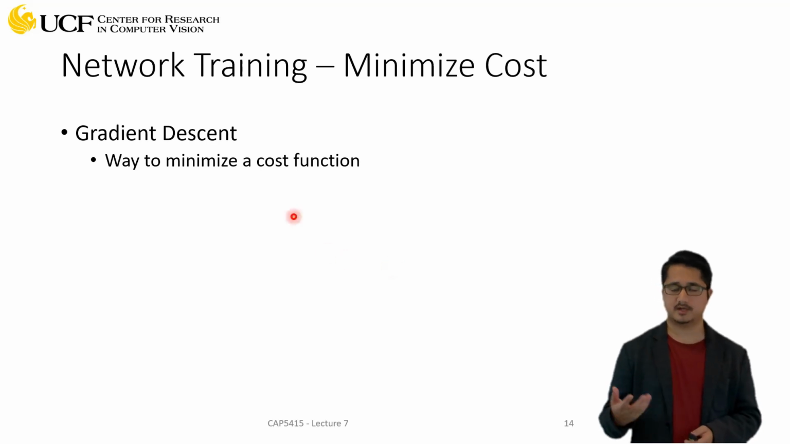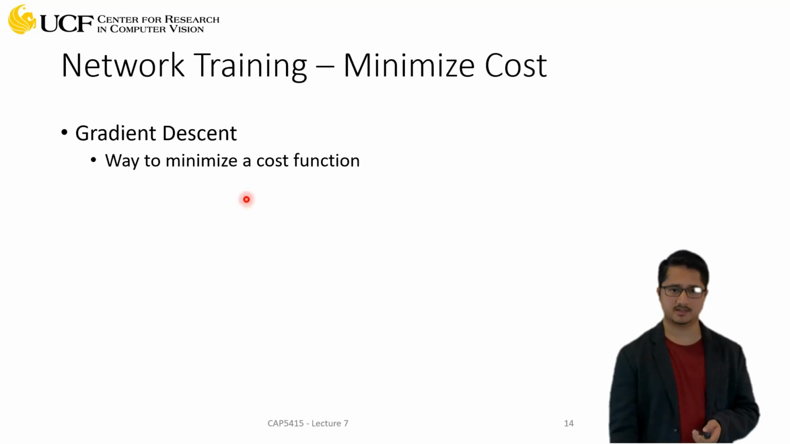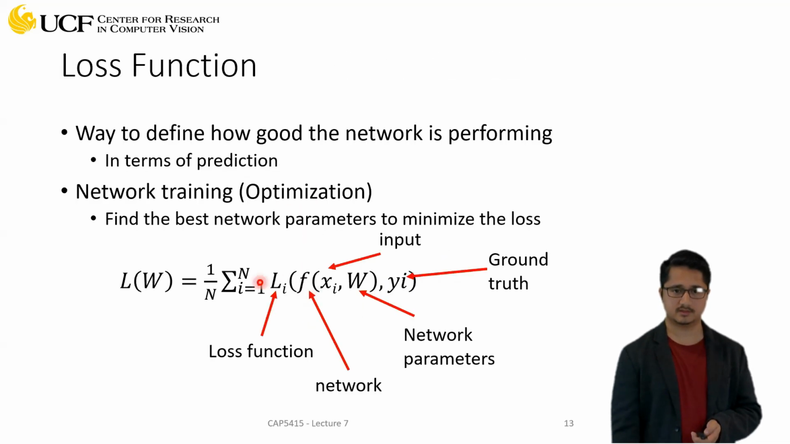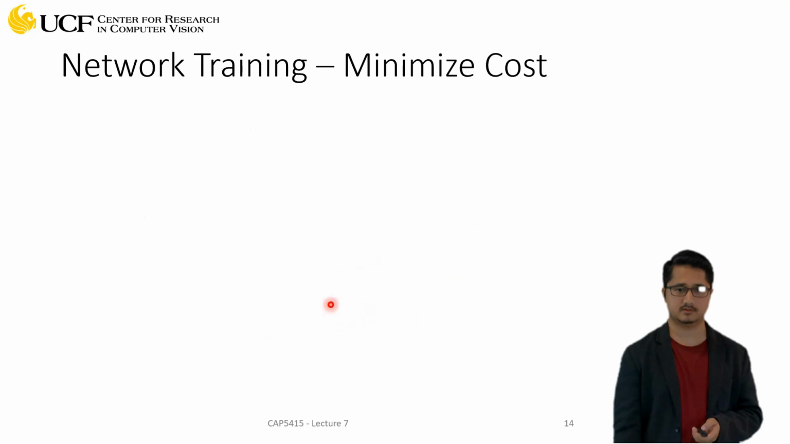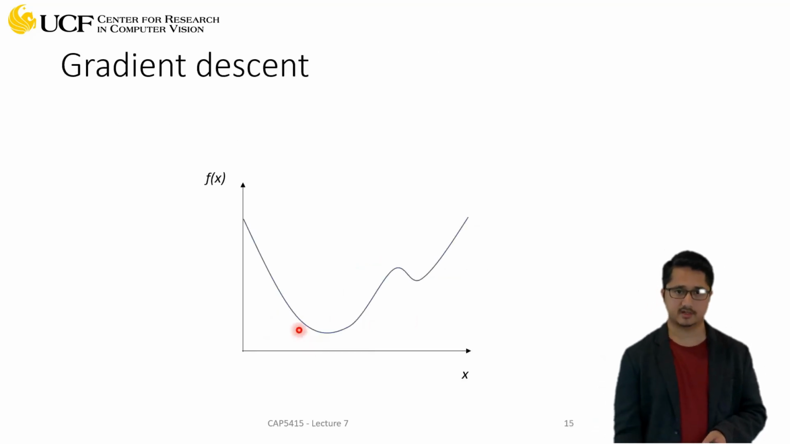And again, there are a lot of other optimization algorithms you might have studied, maybe in numerical calculus. But gradient descent is one of those which I think is very useful in network training. And it's a way to minimize the cost function. In our case, this is the cost function which you want to minimize. And these are the parameters which you can change to minimize this loss value. All right, so let's try to understand how this gradient descent works.